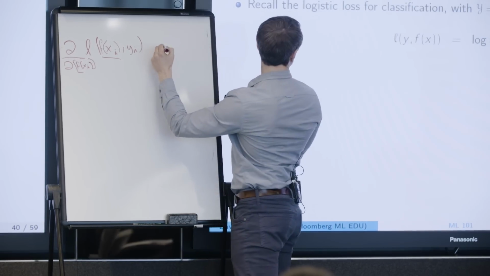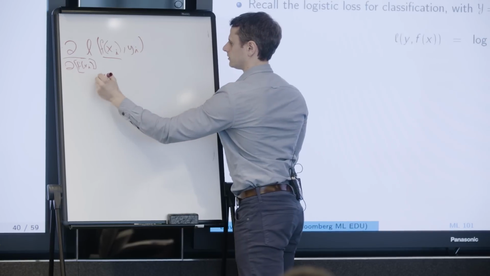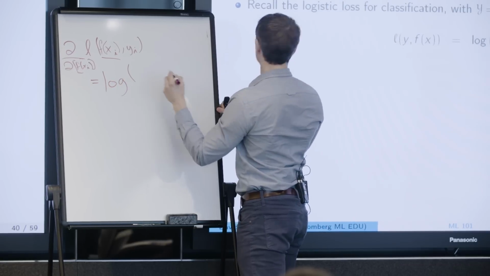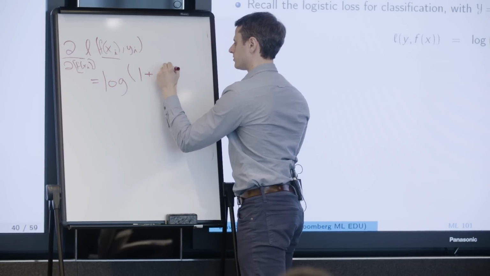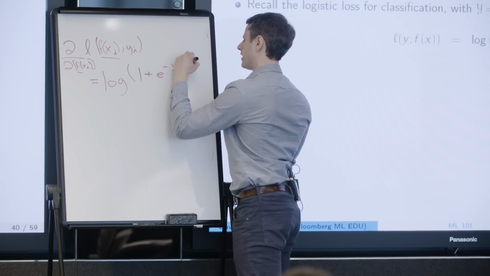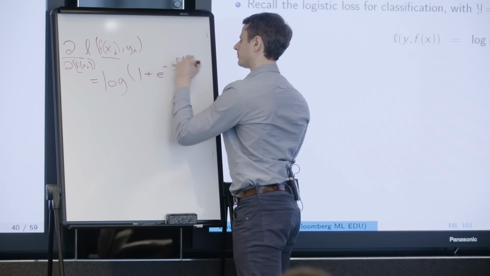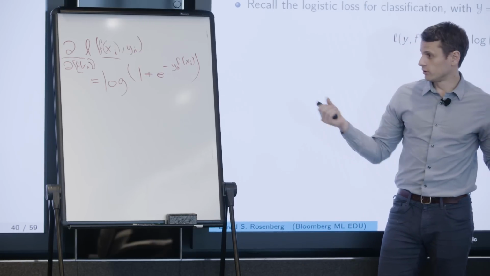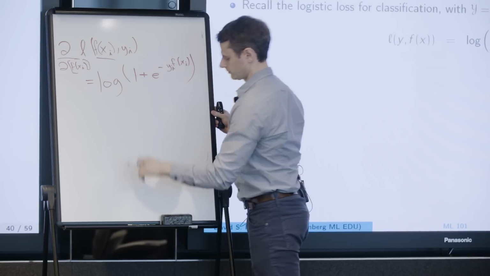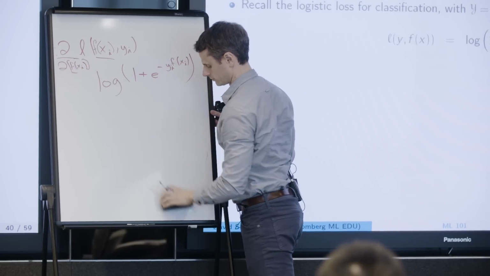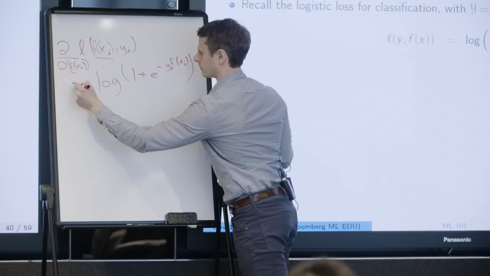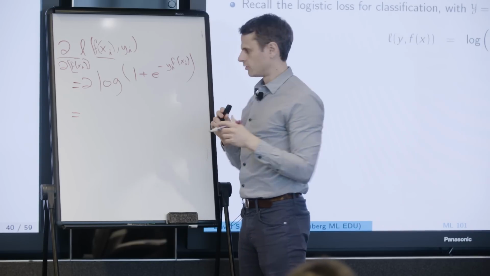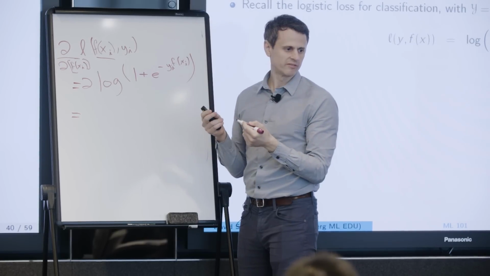All right, so let's write that out. You guys can help me with my differentiation. Log of 1 plus e to the negative y f of xi. Did I have that right? Okay, so let's differentiate. Which is 1 over that times the derivative of that.